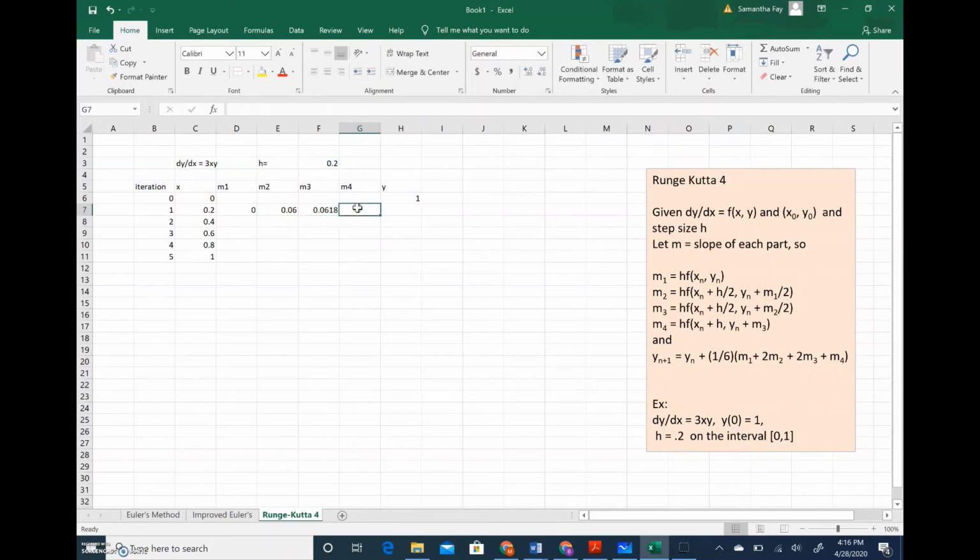Okay, now on to m4. M4 is equal sign, step that I don't want to change, times slope with these funky things in for x and y. So okay, my x, so 3 times my x value now is my previous plus my step. Now my y value is my previous plus m3.